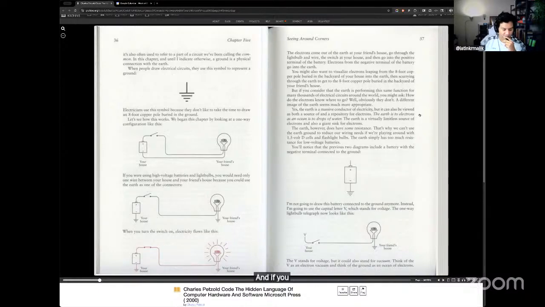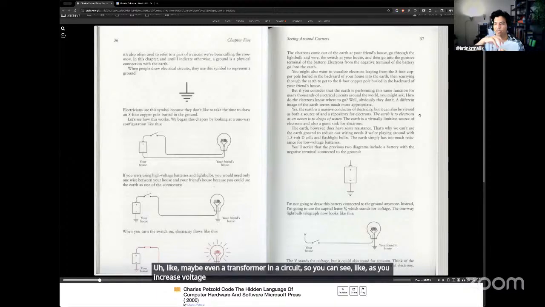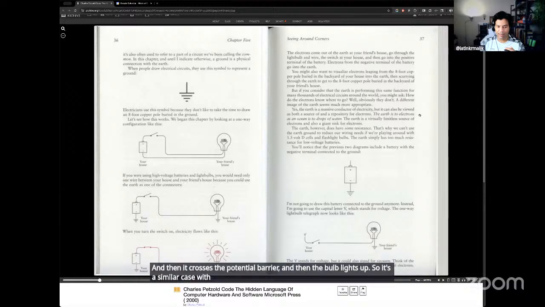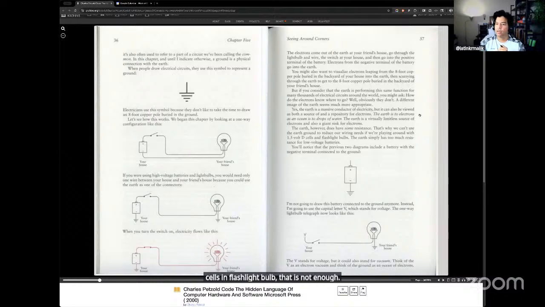If you have ever used an instrument in a physics lab, maybe even a transformer in a circuit, you can see that as you increase voltage, each bulb, based on what filament and what voltage it is rated for, will not start to light up until you have crossed a certain voltage, crossing the potential barrier, and then the bulb lights up. It's a similar case with earth: if you use just 1.5 volt cells and a flashlight bulb, that is not enough for your circuit to work, because there is a lot of resistance in the materials, and 1.5 volts of potential is not good enough.